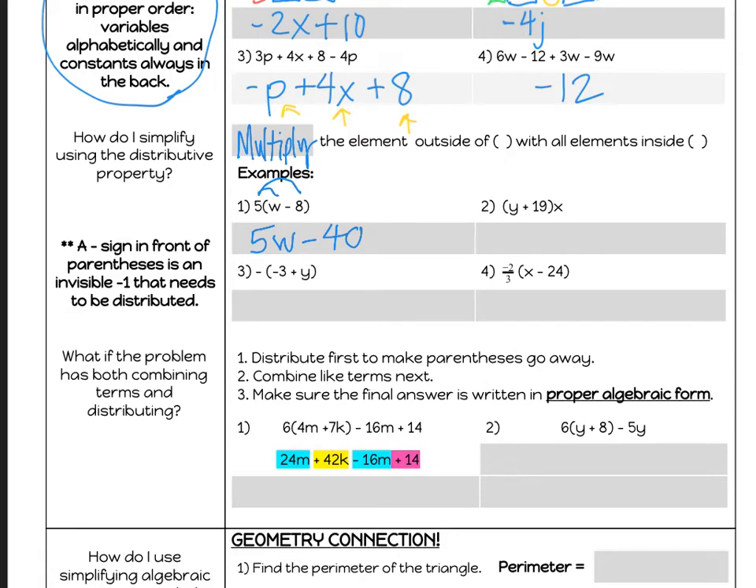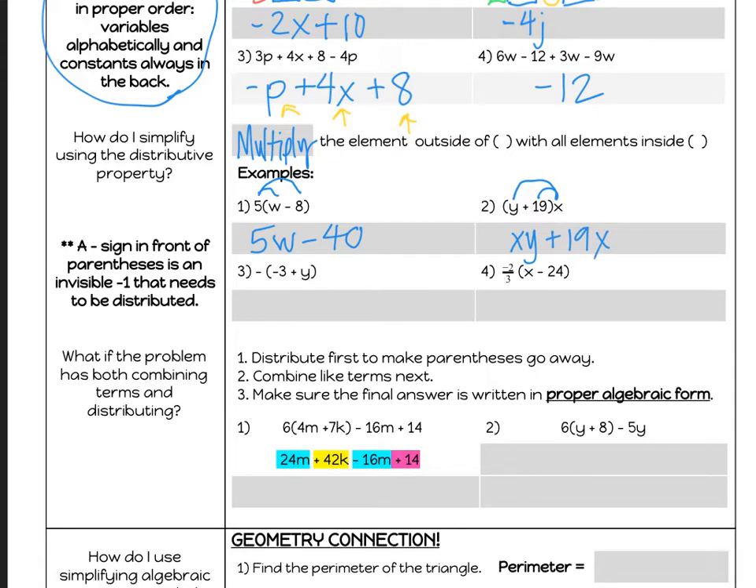Okay. The second one looks a little funny. Don't treat it any differently. It's just because the x is on the right side, but you're still going to do the same thing. So you're going to give the x to the 19 and then the x to the y. And so when you distribute, you get xy because they're multiplied together, plus 19x.